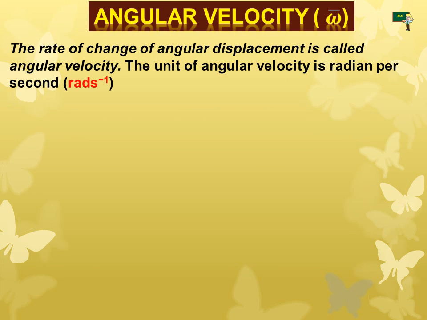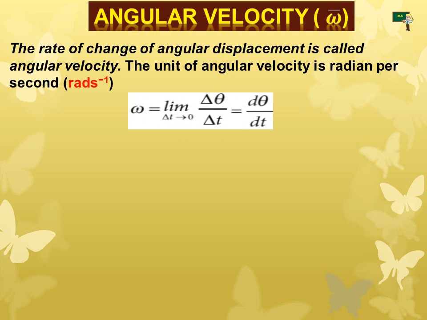Let's see what the angular velocity is, which is omega. This is referred to as omega. The rate of change of angular displacement is called angular velocity. The unit of angular velocity is radian per second, rad s^-1. Omega is equal to limit del t tends to 0 of del theta divided by del t, which is equal to d theta divided by dt.